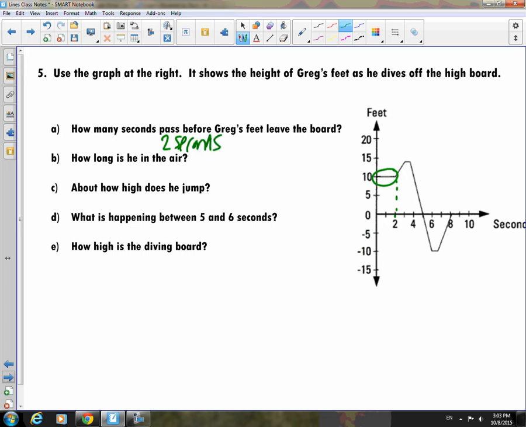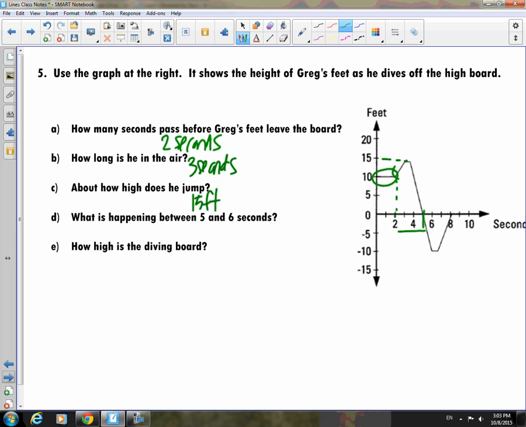How long is he in the air? Well, it looks like about 3 seconds right there before he's not in the water till right here. So from 2 to 5, he's in the air, so 3 seconds. About how high does he jump? So right there, he jumps 15 feet.